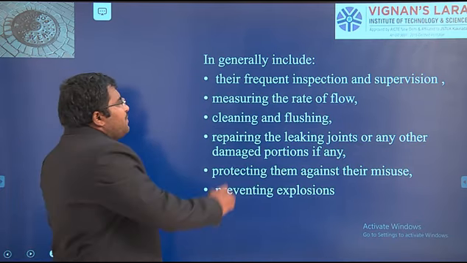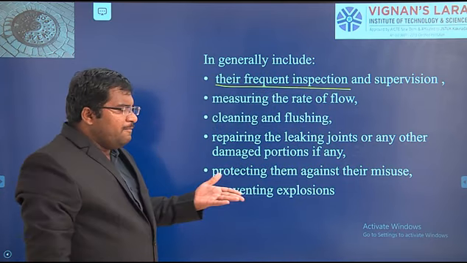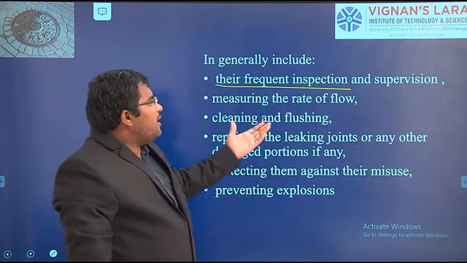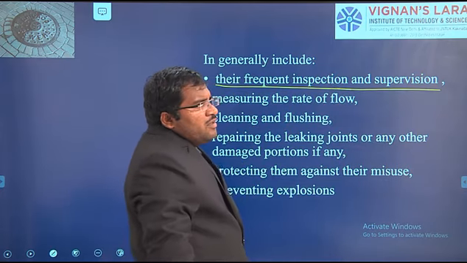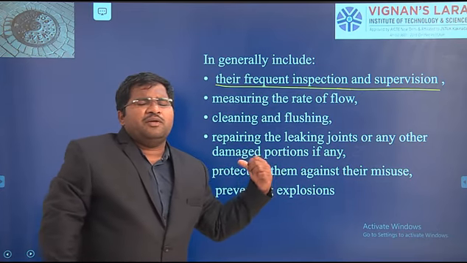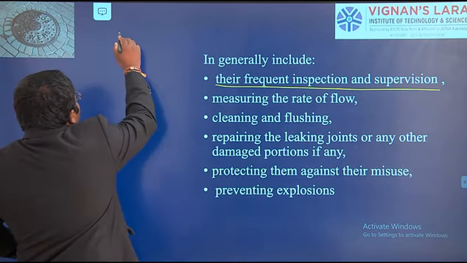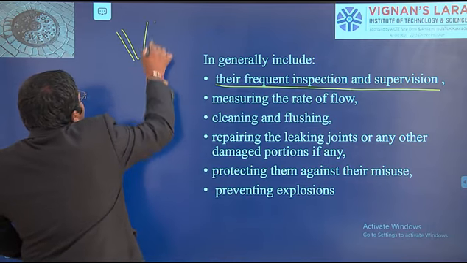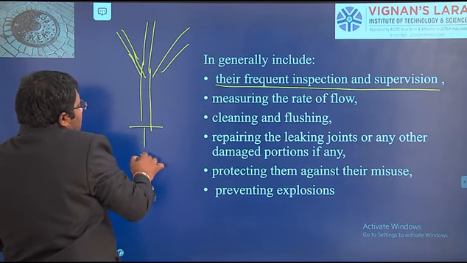The first point is frequent inspection. Inspection is just going and watching how it is working, and supervision. We have to take care of how it is working, and we have to judge it. Next, measuring the rate of flow. By doing this, you can know the amount of wastewater generated from all areas, and how much you are taking.